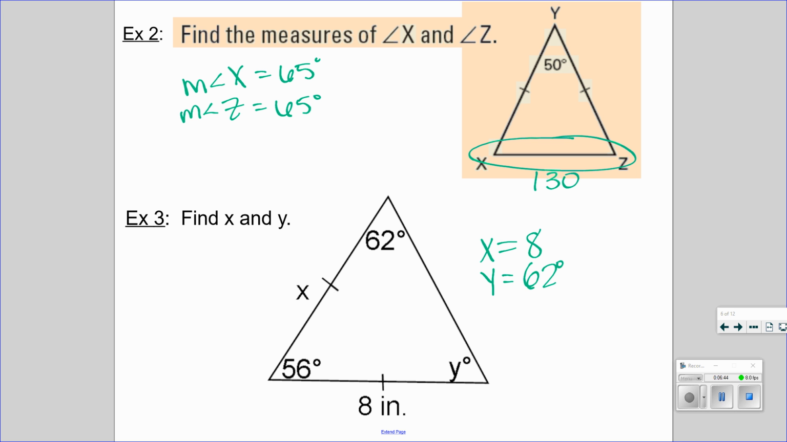Wait, how do you know that that was the vertex? Because the two sides that are congruent form the vertex angle. Okay.